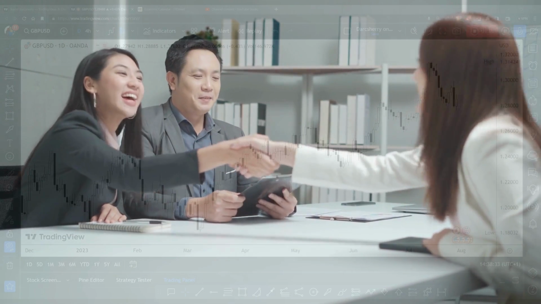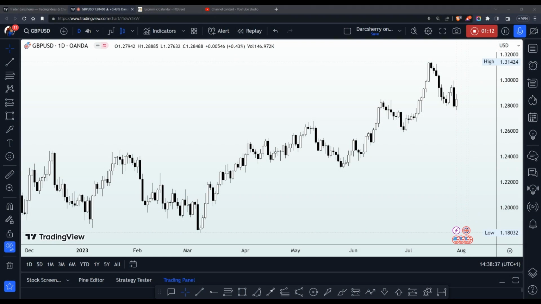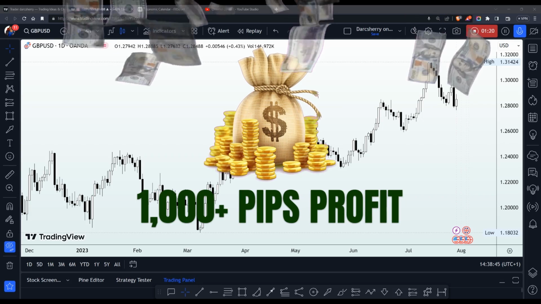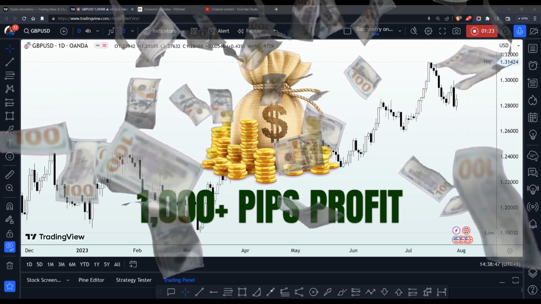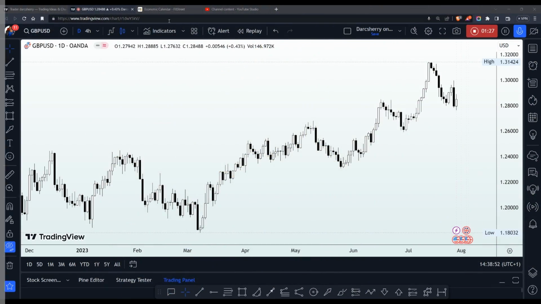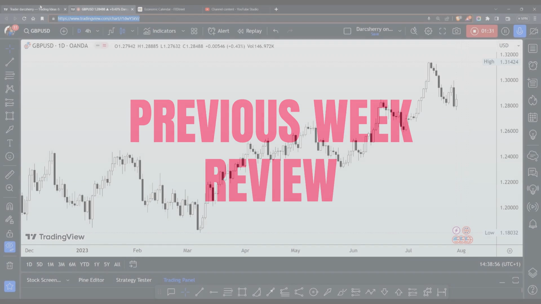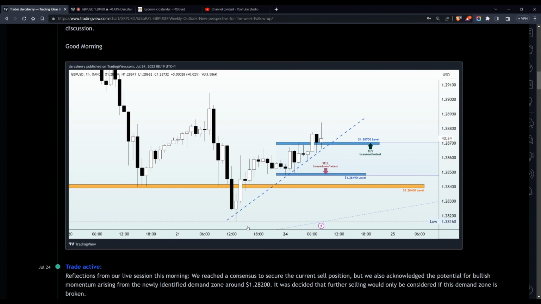So, last week was nothing short of extraordinary as we navigated the markets, seizing opportunities on both sides and capitalizing on over 1,000 pips of price movement in our favor from the previous technical setup. So let's focus on the key moments that shaped our decision for last week's trading session.